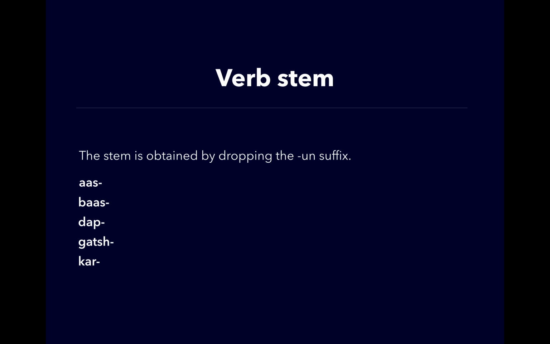What we need is the verb stem, which is simply obtained by taking the verb and dropping the -un part. You'd be left with as, bas, dap, gat, gar in the five cases that I've mentioned.